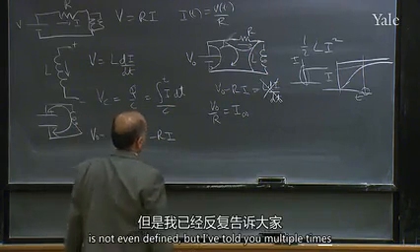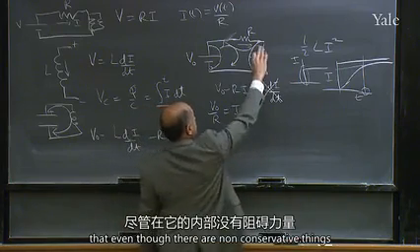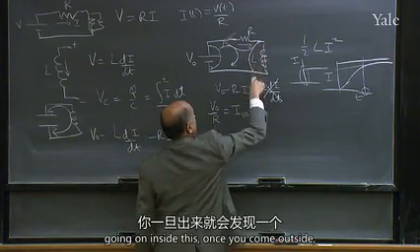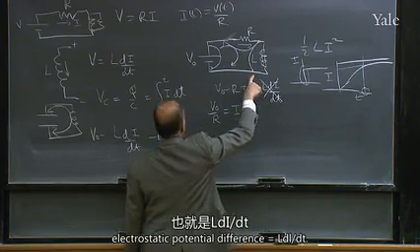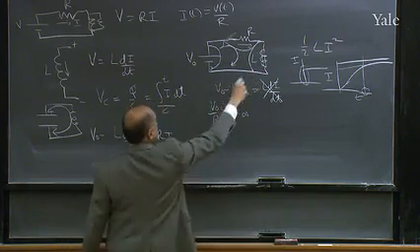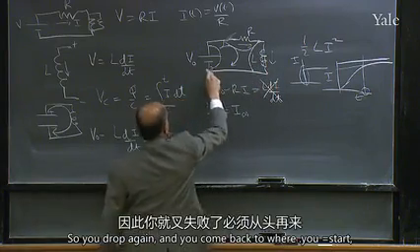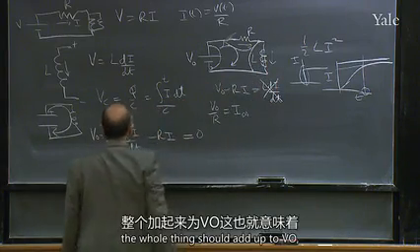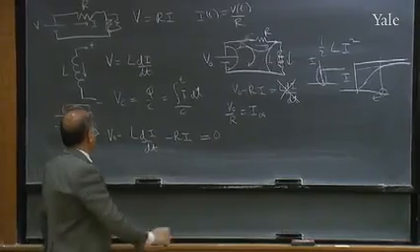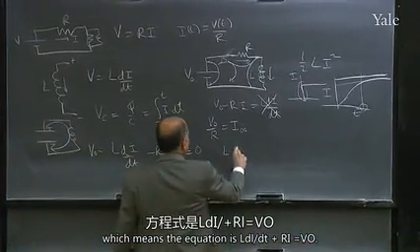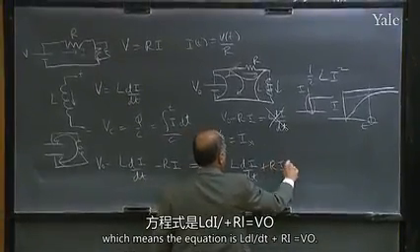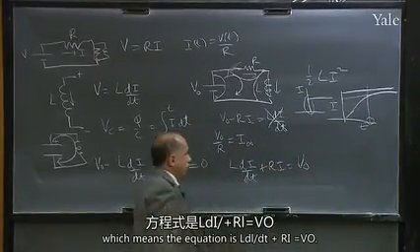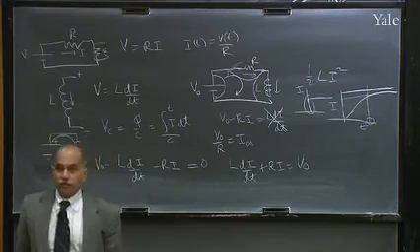But I've told you multiple times that even though there are non-conservative things going on inside this, once you come outside, you just find a regular electrostatic potential difference equal to L di/dt. So you drop again, then you come back to where you start. The whole thing should add up to 0, which means the equation is L di/dt plus Ri equal to V0. That's what we want to solve.